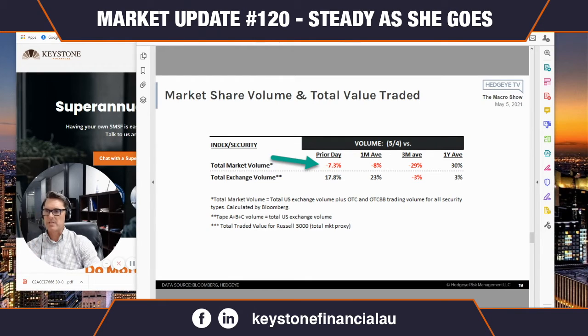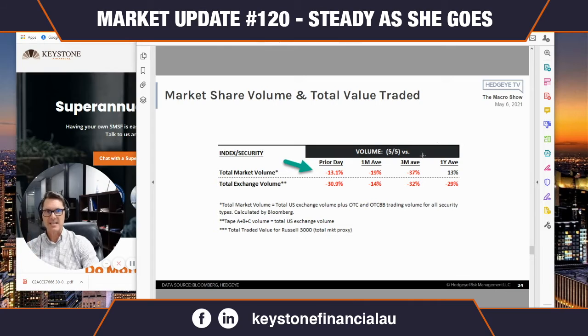Yeah, we started a bit of a sell-off on the 4th and 5th of May in the Russell and in the S&P, I think. Yeah, the S&P had a big down day on the 4th and 5th of May. But look at the volume number. It was down a lot. And then it was down again significantly. This was volume on the 5th of May significantly.